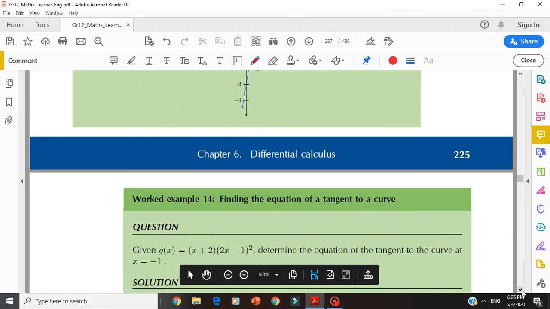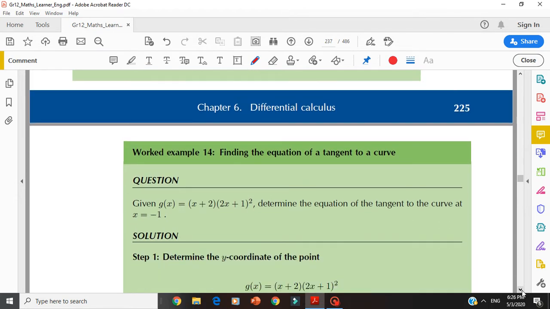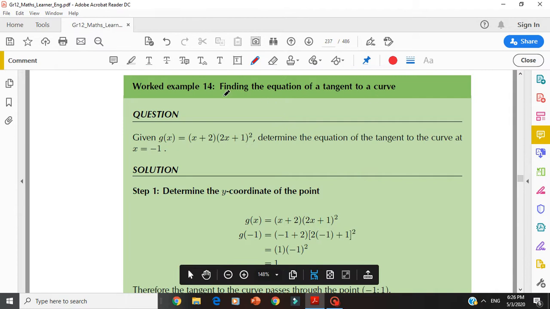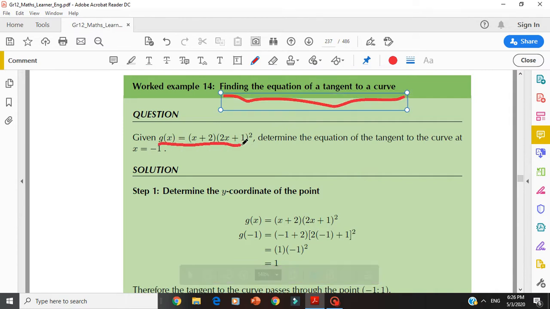So that's a fairly simple problem. Let's look at another question to familiarize ourselves and get more comfortable. Find the equation of a tangent to a curve again. And this time we've got g of x equals (x plus 2) times (2x plus 1) all squared, and this time they just gave us x equals minus 1.